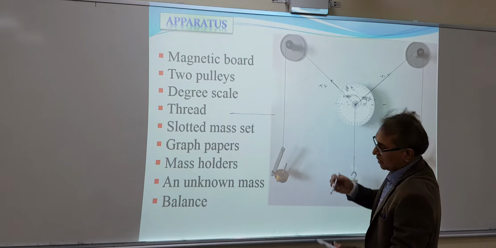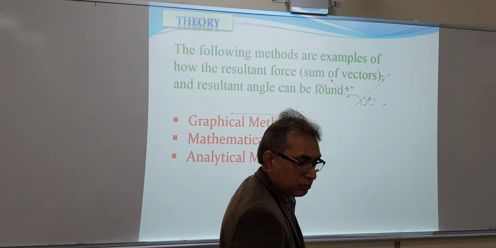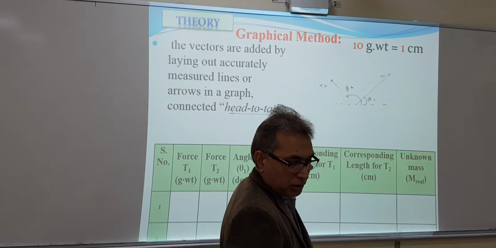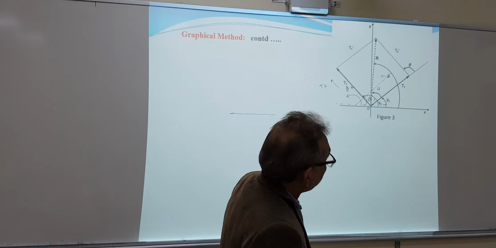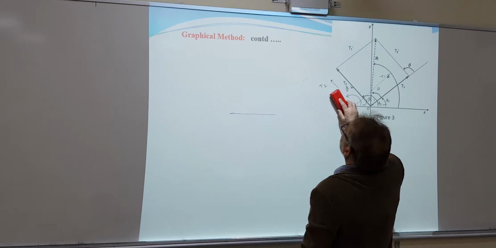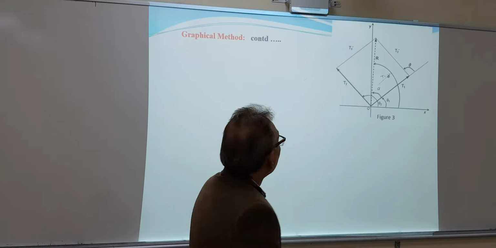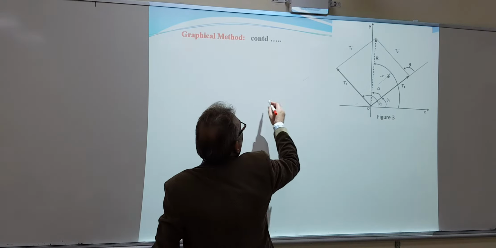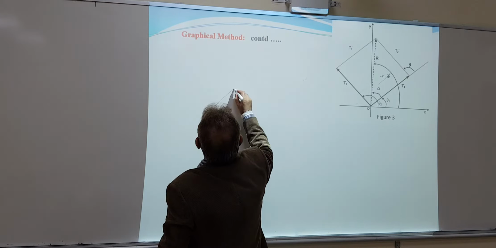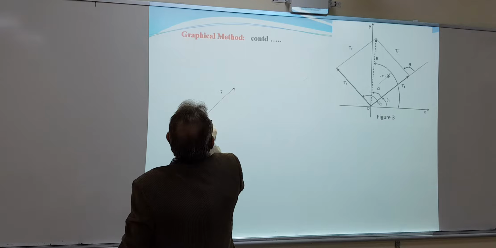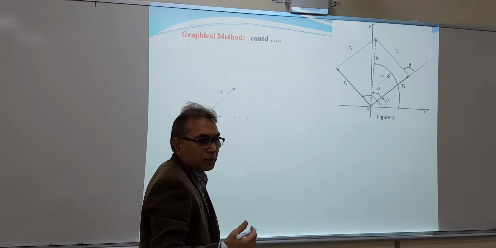And we select a scale. You see what happens once you have big magnitude vectors, you need a scale, right? For example, if you have this vector T1, it is, for example, I say today we will be using a small gram weight.